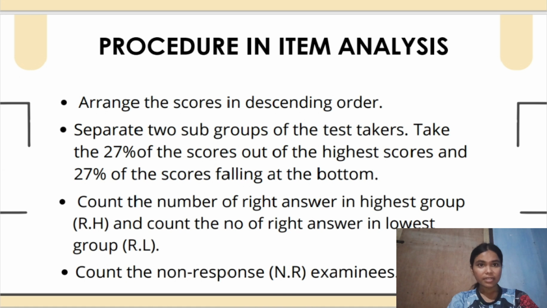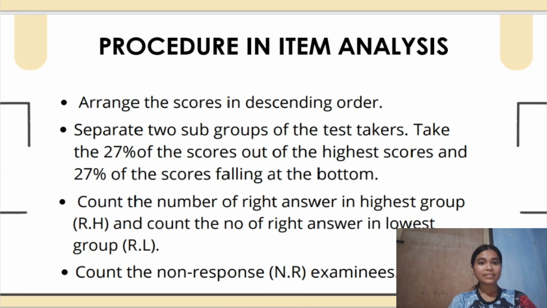And the third is divide the class into two groups. The top 27 is the highest scores and the bottom 27 is the low scores. Example, if 100 students took the test, take the top 27 and the bottom 27. Next is count the number of the right answers in the highest group, or RH, and count the number of the right answers in the lowest group. This helps check whether the question high scorers get right compared to low scorers is a sign of good discrimination. Example, if 25 high scorers got item 1 right but only 10 low scorers did, the item has good discrimination.